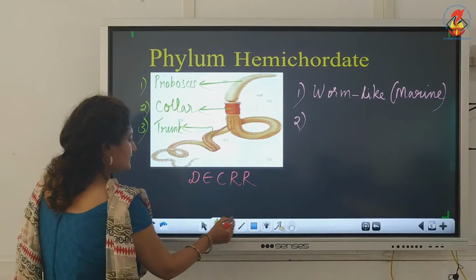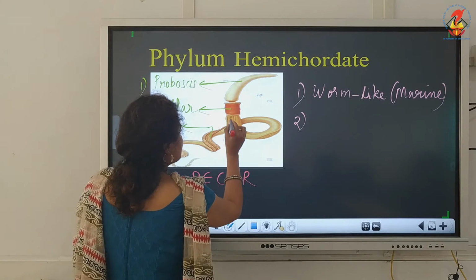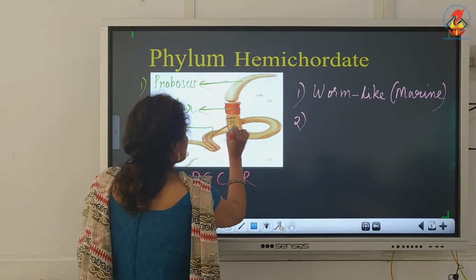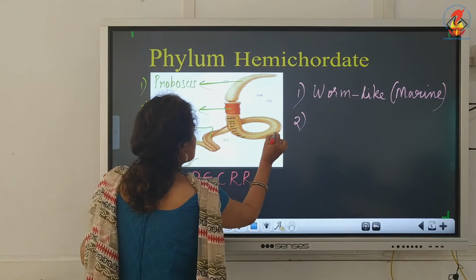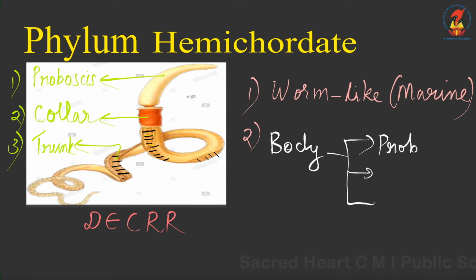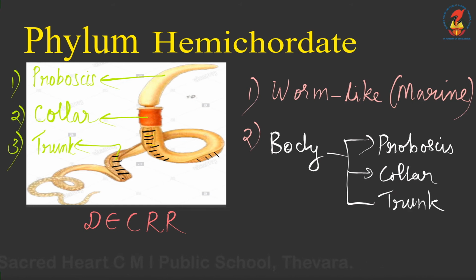Now, the trunk bears a number of slits called the gills. See, here you can see gills. If I give it in darker shade, you can see the gills. See, continuously you can see lots of gills. Throughout there are gills. Clear? So, these are the parts of the body. So, I am showing the body has three parts: proboscis, collar and trunk. Trunk bearing a number of gill slits.